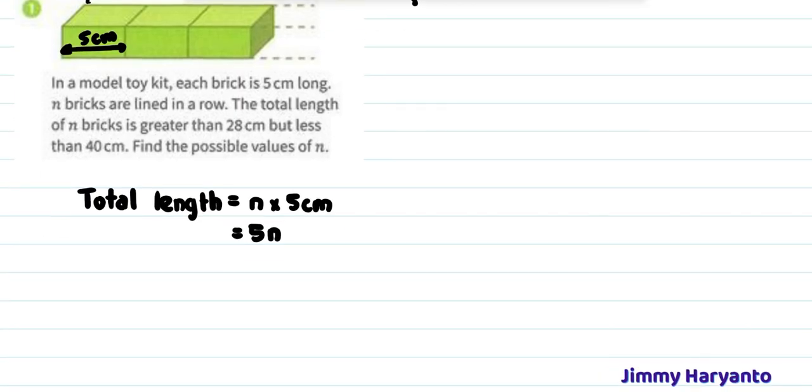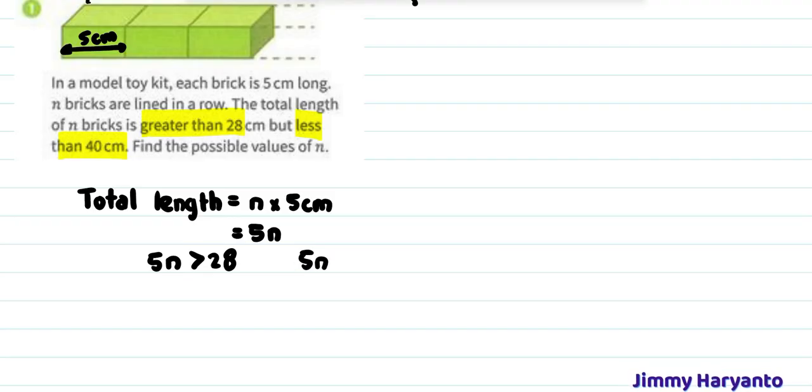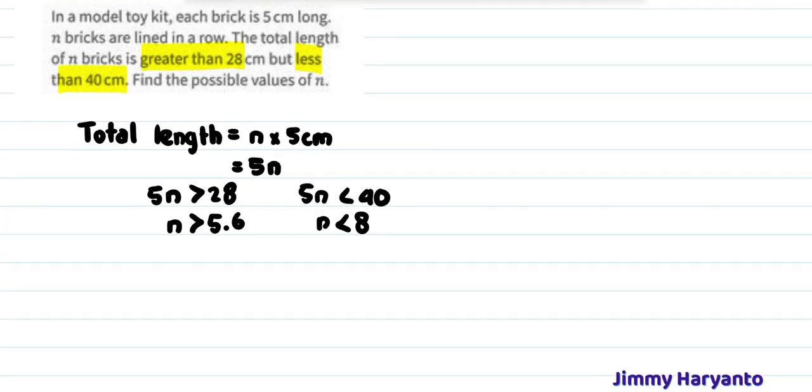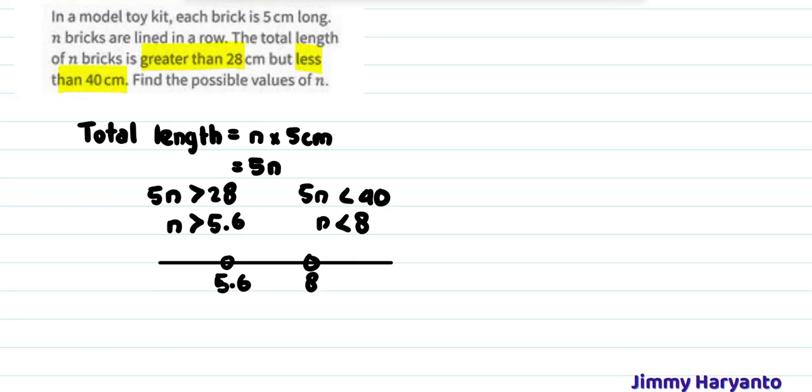And then the question says it's greater than 28. That means I can write it like this: 5n greater than 28, but 5n is also less than 40, ya. So you have to find n first. For this one n is greater than 5.6, and for this one n is less than 8. And then after this you have to combine them all together using the number line. It will be like this: 8, and then 5.6 to the right side, and 8 to the left side.